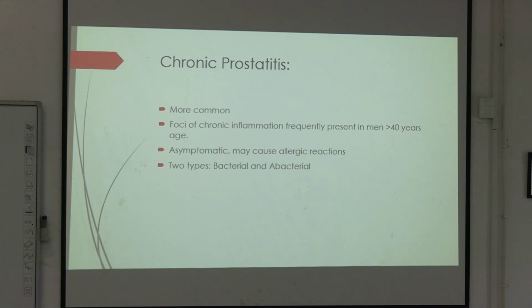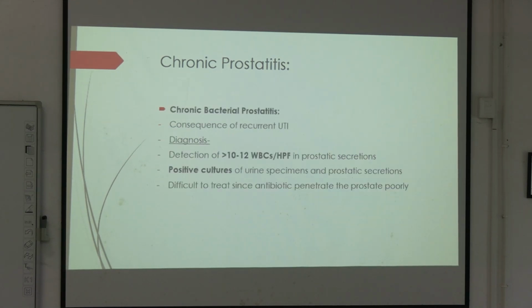So coming to chronic prostatitis, it is more commonly seen and there will be foci of chronic inflammation and it is frequently present in males above the age of 40, okay? These patients are mainly asymptomatic and there are two types of chronic prostatitis. One is bacterial and the other one is abacterial. So coming to chronic bacterial prostatitis, it is a consequence of recurrent urinary tract infections.